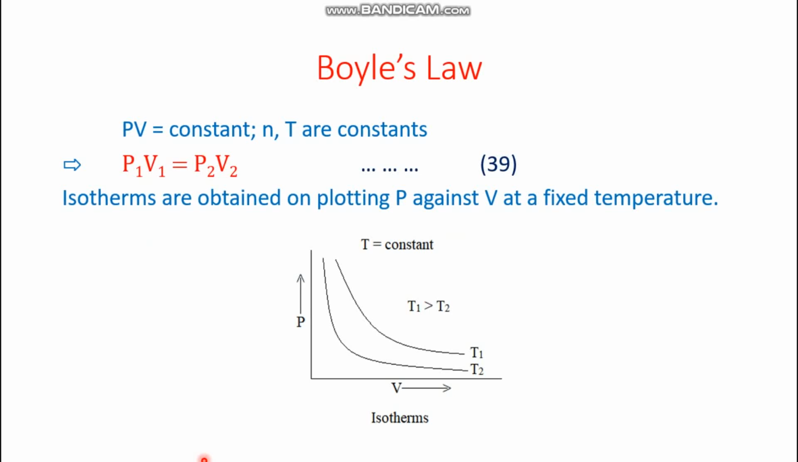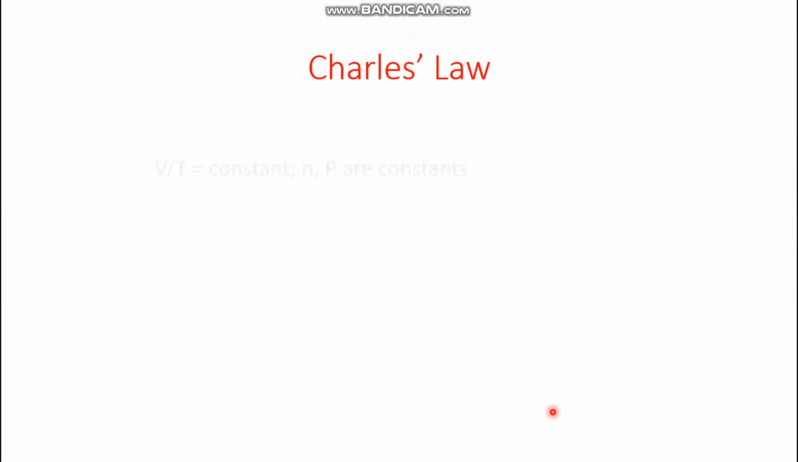And when pressure is plotted against volume at constant temperature, then isotherms are obtained, and if isotherms of different temperatures are plotted, then the isotherm at higher temperature will be placed over the isotherm at lower temperature. Now next, Charles's law.